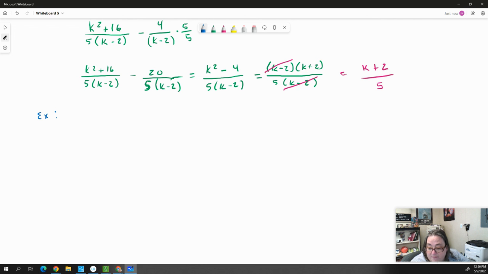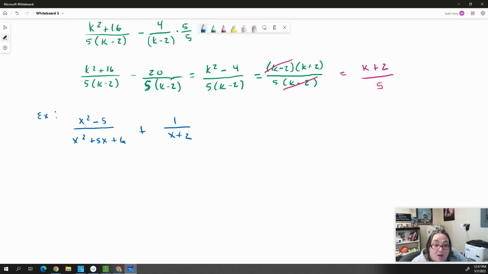If I have x squared minus 5 over x squared plus 5x plus 6 plus 1 over x plus 2. Very different problems, right? So what I want to do is I want to factor first, right? I want to factor everything I can factor.